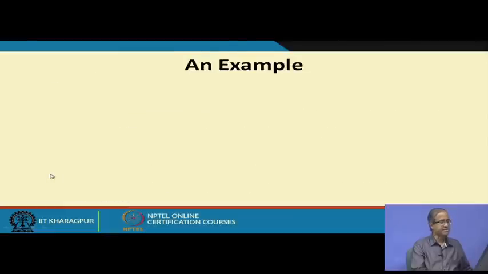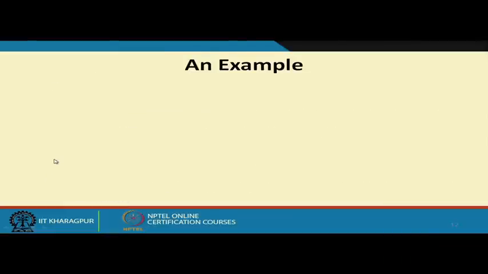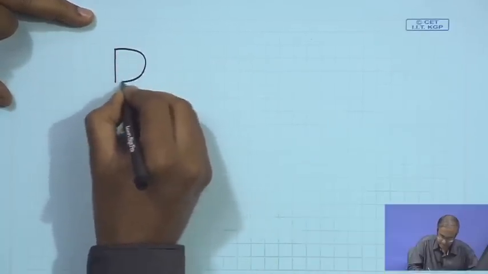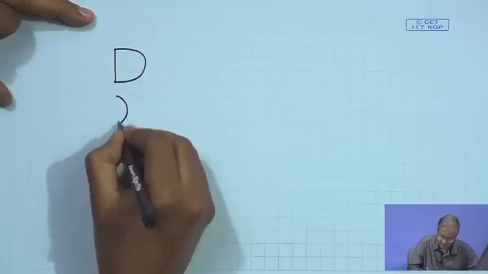So, let us illustrate this with the help of an example. We take a simple example here. Let us take a circuit consisting of 3 gates.